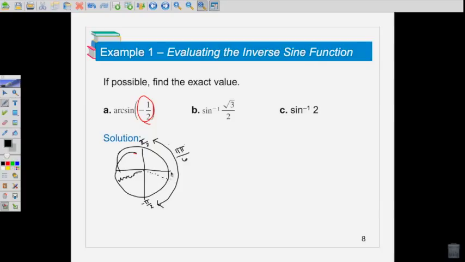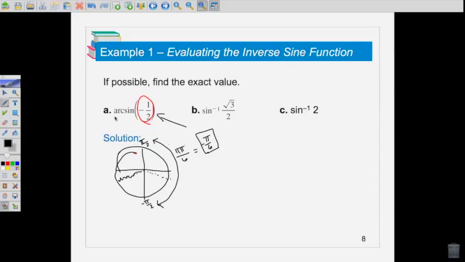Perhaps maybe using a negative angle. 11 pi over 6 is the same thing as negative pi over 6. Alrighty, so that is my solution for part A, negative pi over 6. So it takes a little bit of a complex thought process, but after you do it a couple times, it will become easier. Now let's look at part B.